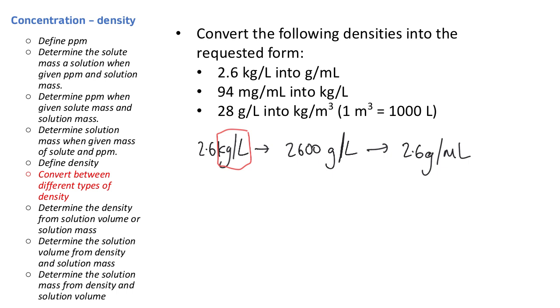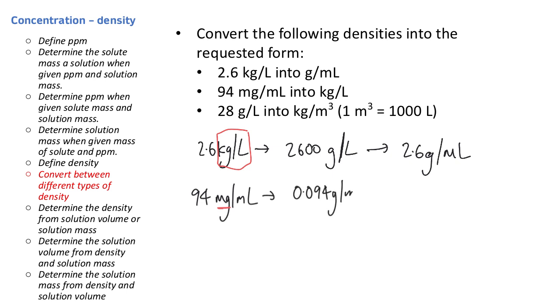It's a bit tricky, but we have to get through these unit conversions. So let's try the next one. 94 milligrams per mil into kilograms per liter. If there's only 94 milligrams in every mil, I'm going to deal with the weight first. A milligram, how many grams is that?